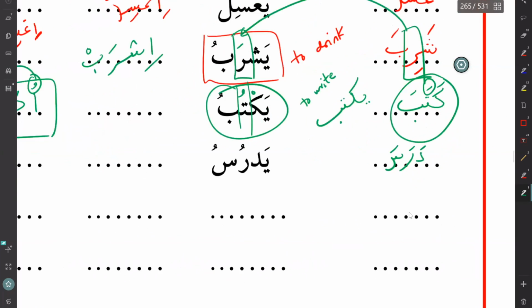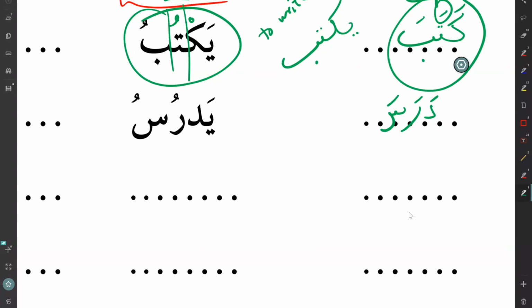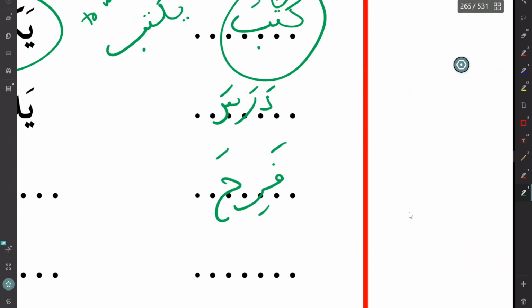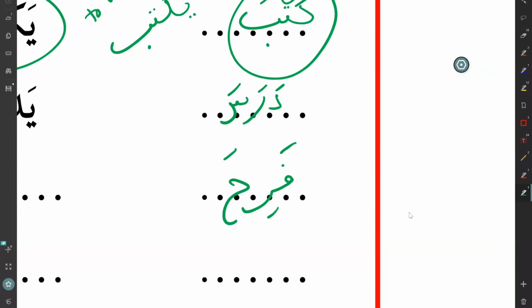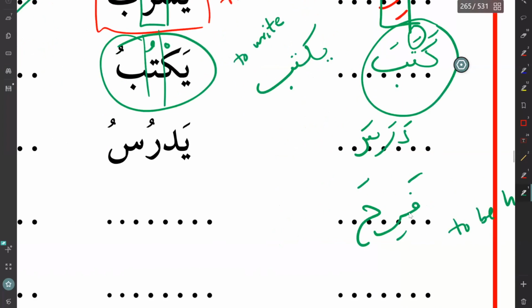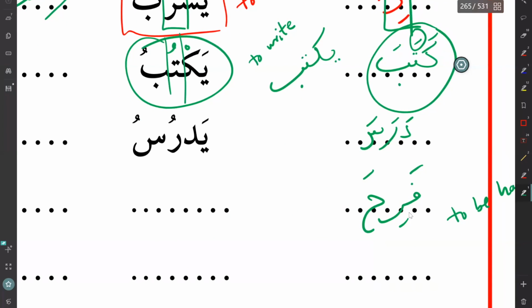I will give you one past tense and you have to give me the present tense. So fariha. Do you know what fariha means? It means to be happy. To be happy. Now someone give me the present tense verb for fariha. Who can give me? Yafrahu.